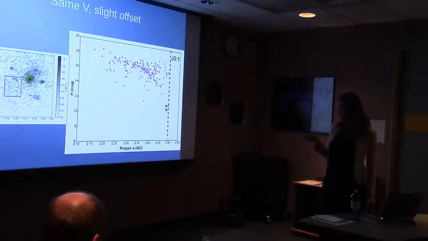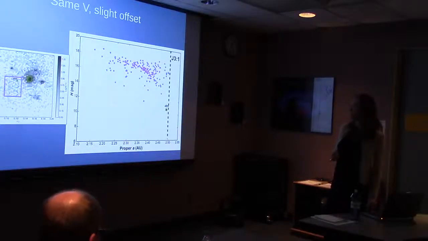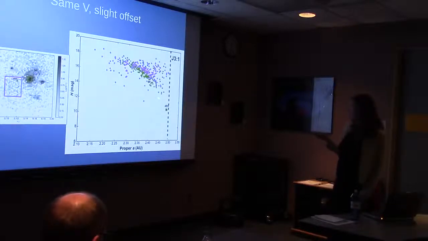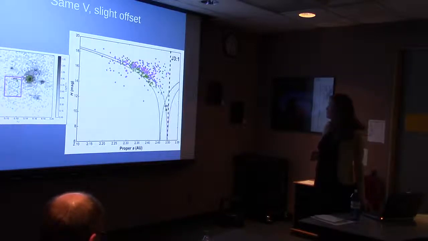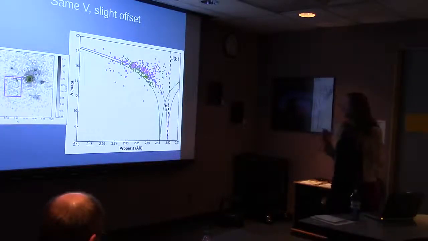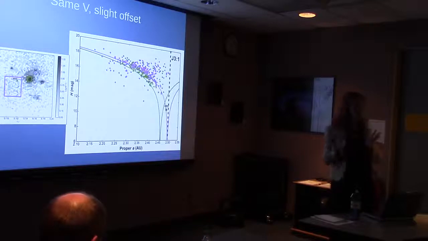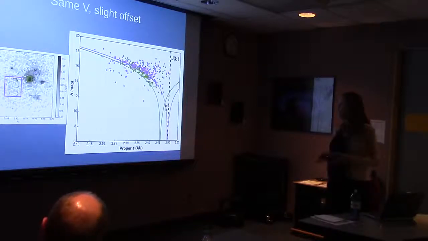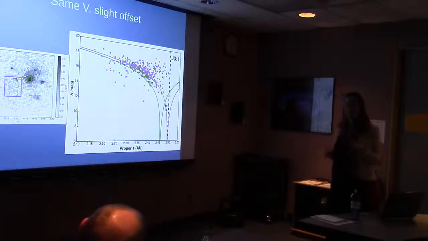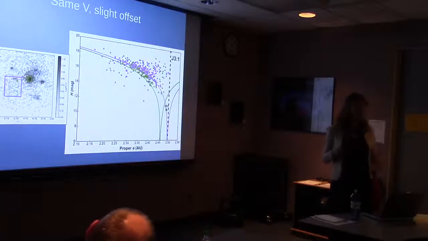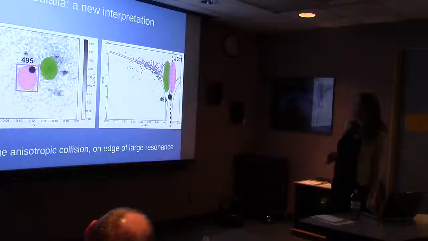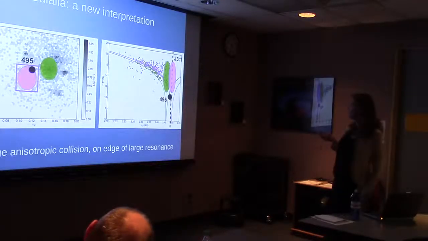Now, if we plot for comparison the green objects inside the green box, we see they also look like they're connected with Eulalia. And in fact, they show the same structure as the purple objects, just offset slightly in semi-major axis. So what could be happening is these could be two parts of a giant collision. I've got a little cartoon to illustrate that.